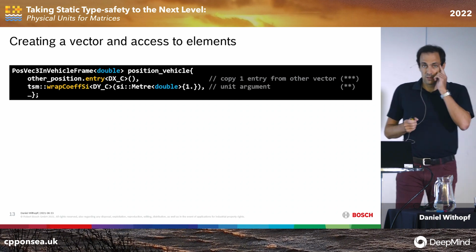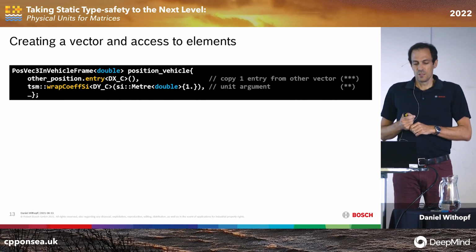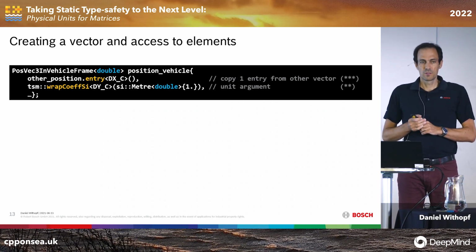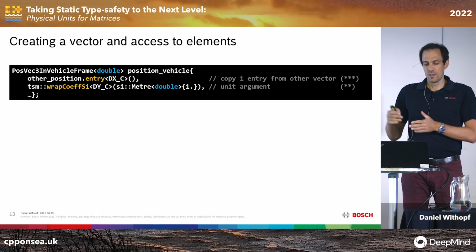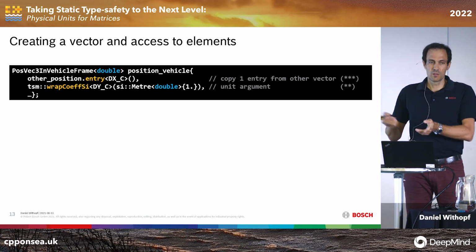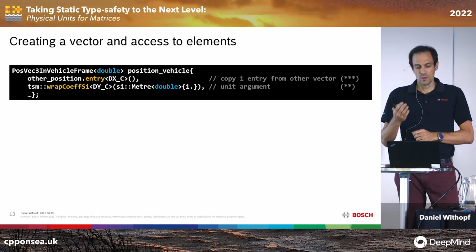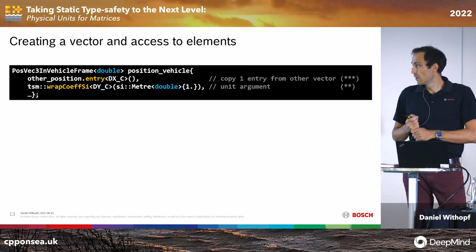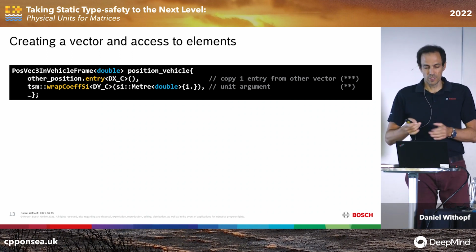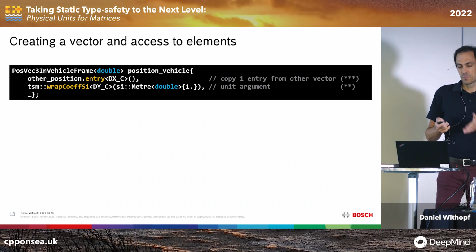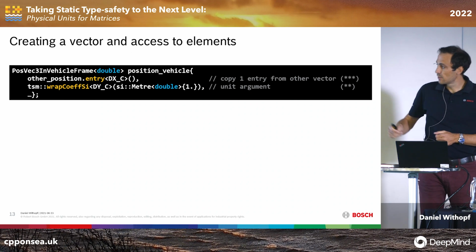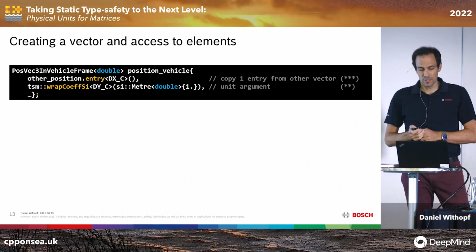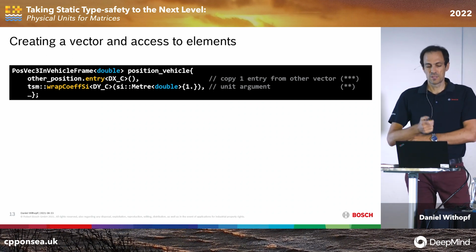The second and a little bit less type-safe version is to use the rep coefficient SI method. And here you can simply specify a physical quantity. So you say, okay, I want to create a physical quantity with unit meters and use the value 1 for that. So this checks the physical quantity only, but you have to specify which index it is with a dy template argument. So it's still type-safe, but not as type-safe as the first one.